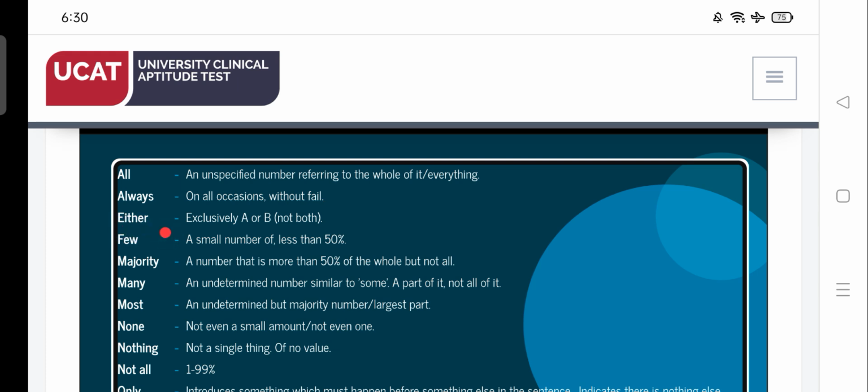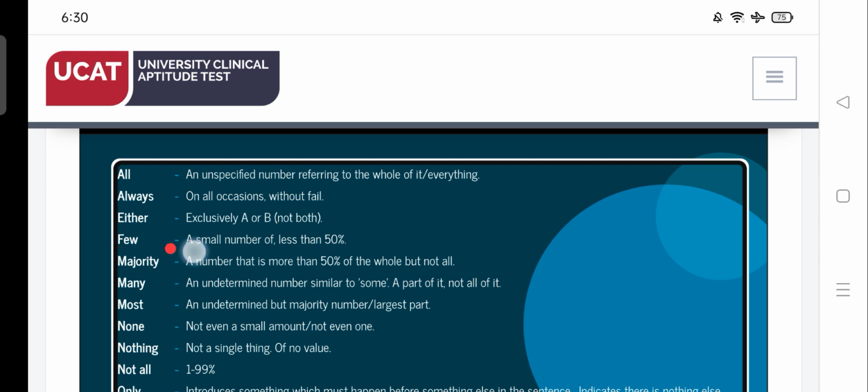Either means exclusively A or B, not both. It means it could be A or it could be B, not both. Either means only one, not both, but it could be A or it could be B.